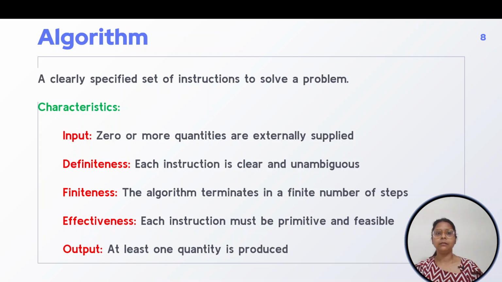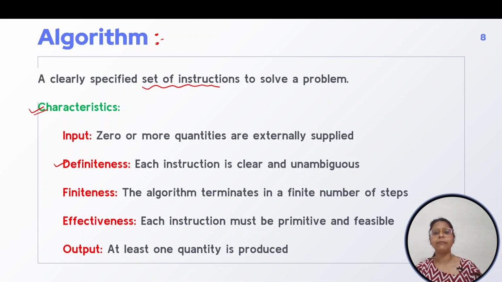Now, the definition of an algorithm, I have already told you, is a step-by-step set of instructions to solve a problem. Its characteristics: there should be zero or more quantities externally supplied. Means if you are writing any program, there can be zero inputs as well as more than zero. Definiteness should be there. Each instruction in an algorithm should be clear and unambiguous.